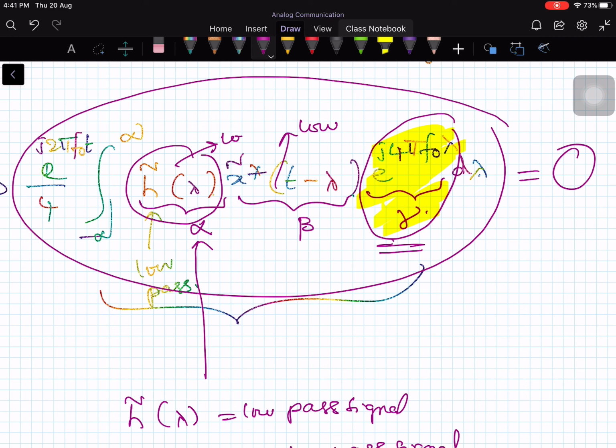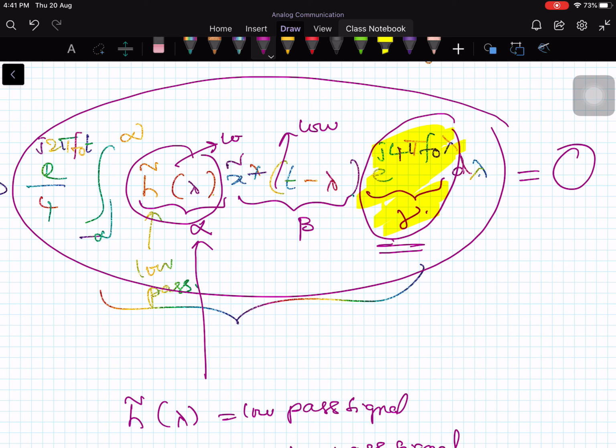So basically the argument that we give here is based on the fact that there is a low pass signal h tilde of lambda and x conjugate tilde of t minus lambda, and there is a high frequency band pass signal, that is the carrier e to the j 4 pi f naught lambda. Half cycle by half cycle, if you integrate, the integral is 0. This kind of argument is very useful in communication theory. Otherwise, you get stuck with integrals which you cannot evaluate actually. So half cycle by half cycle, the integral becomes 0.